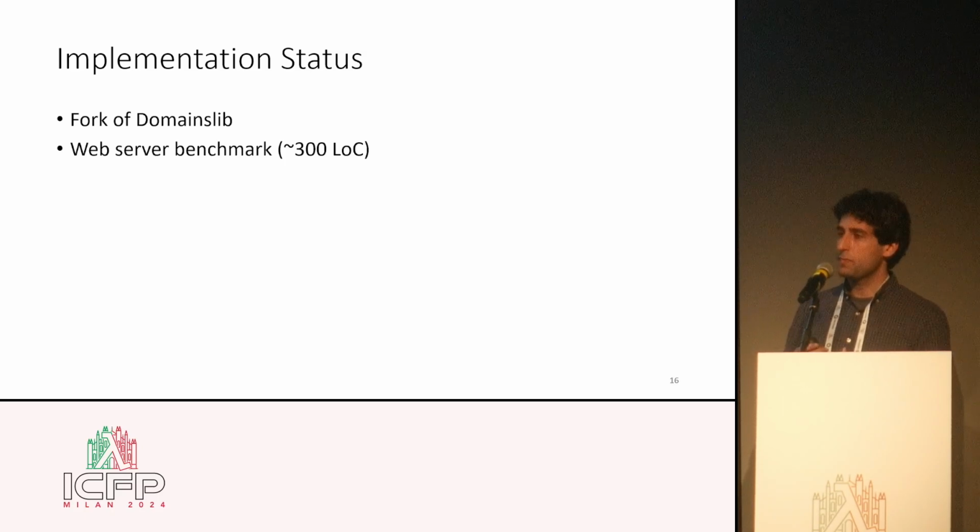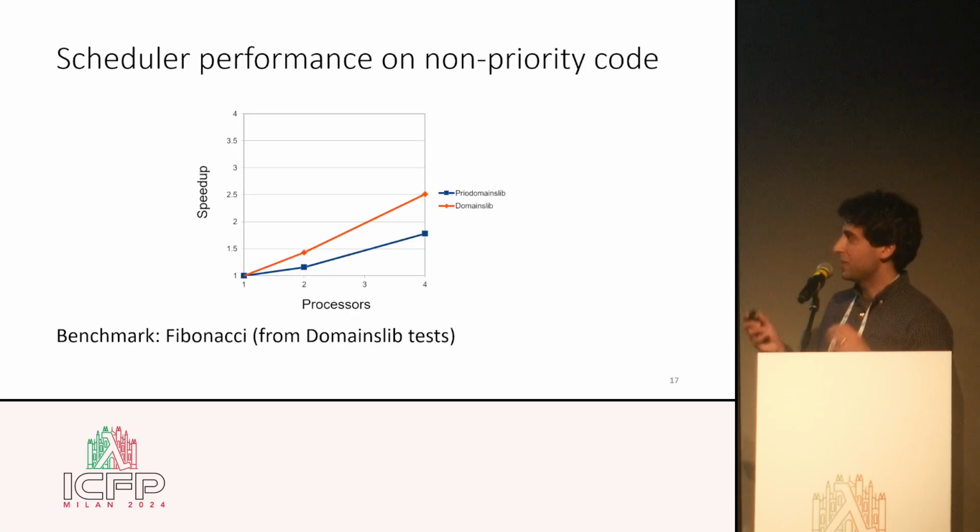There was one experiment that the reviewers very reasonably requested, so I wanted to at least give some very preliminary numbers for it. I just got these numbers quickly before getting on the plane. This is still a preliminary experiment, but the idea is to see, if we have code at just one priority, so code that's compatible with, say, existing Domainslib code, and I run it under Priodomainslib, what's the overhead with respect to vanilla Domainslib? As you can see, there is quite a bit of overhead currently.